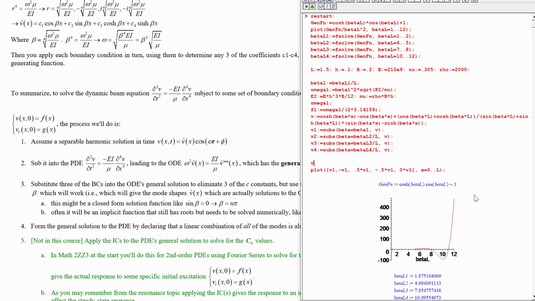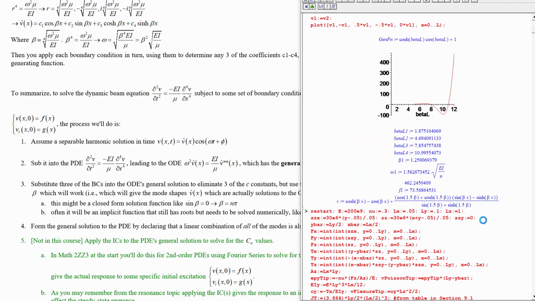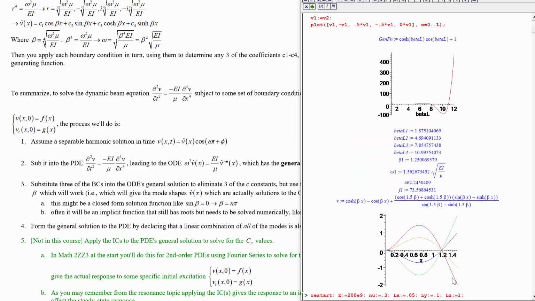Then you could say V1 is equal to V2, and now we'll be plotting V2 instead. So this is the first harmonic, which is the second resonant mode, going between this shape, boom, boom, boom, and back and forth. And you see we've got a thing there.